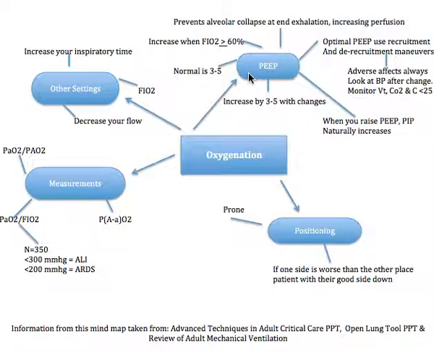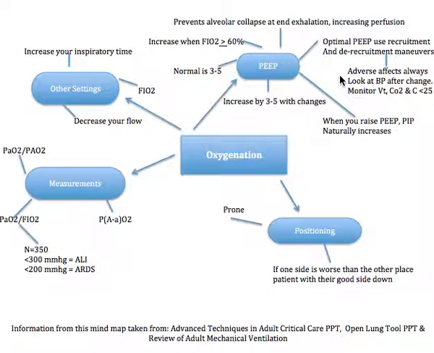So PEEP's up here, and it's got a lot of different aspects to that. Let's look at some of this here. So what is PEEP? PEEP prevents alveolar collapse at end exhalation, which increases perfusion. As we talked about the other day, let's look at the optimal PEEP. Some ways to use that is to use recruitment and de-recruitment maneuvers. So when you're doing an optimal PEEP study, you're going to want to monitor any adverse effects that you may have.